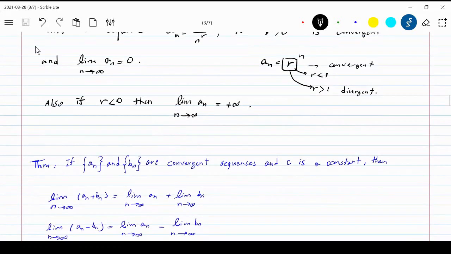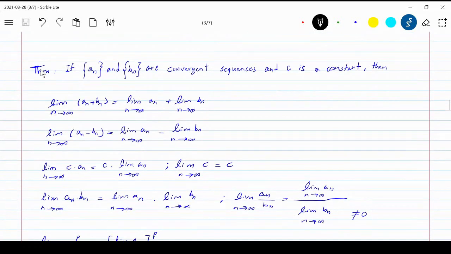So you're just looking at the limit. Here's another one. It's a combination. If you have two sequences, A and B, and these sequences are convergent, then for the combination of these two you can calculate the limit. So if you're looking at the limit of the sum of these two, you can calculate the limit of each one separately and add them up. If you're looking at the difference of these two sequences, then you can calculate the limit of each sequence separately and subtract. If you multiply a constant to one of the sequences, then the limit would just keep that constant and multiply by the limit of the sequence.